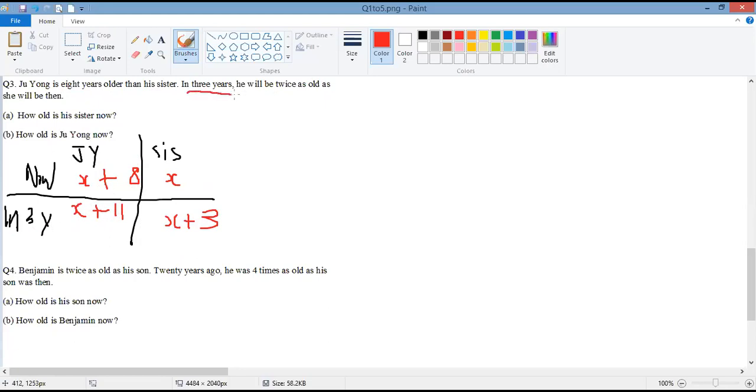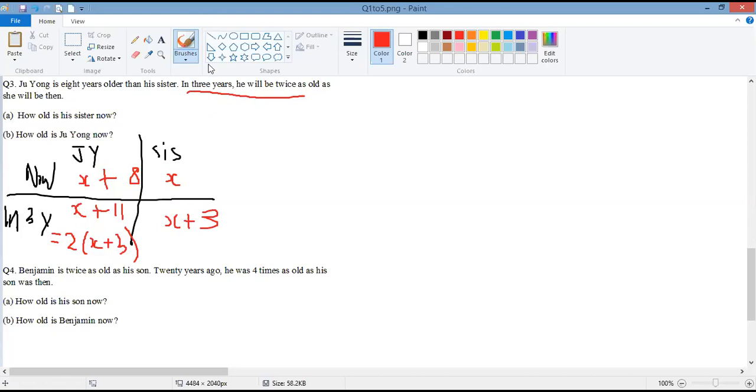Okay, then you look at this sentence. In 3 years, Juyong will be twice as old as she will be. So after 3 years, the Juyong age compared with the sister will become twice of his sister's age. So 2 times the age of his sister is 2 times X plus 3 in brackets. Remember, you have to put the brackets because it means that 2 has to multiply the whole thing, X plus 3.